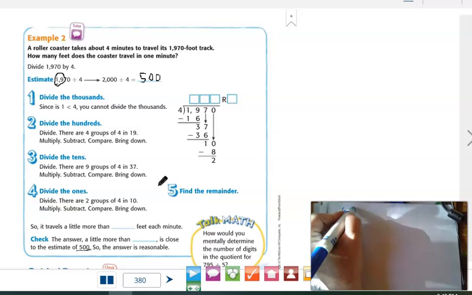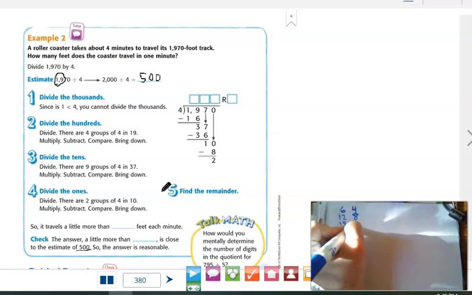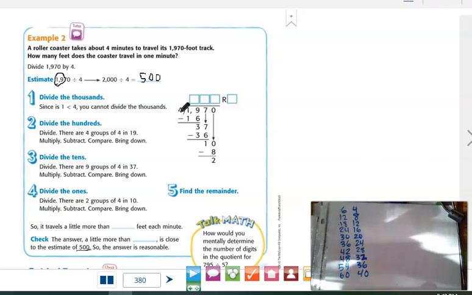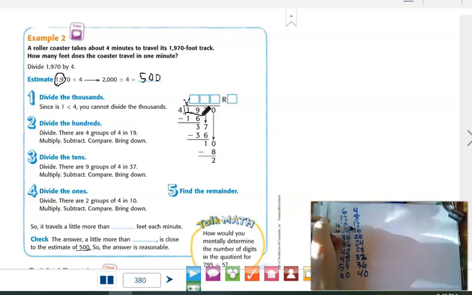Now I'm going to write my multiples of 4. 4, 8, 12, 16, 20, 24, 28, 32, 36, 40. Now I see that 4 does not go into 1, so that thousands place is going to have a 0 or an X. Now I'm looking at 4 into 19, and looking down my number row, 20 is too big, so I'm going to go back up to 16, which is what's written here, and that is 1, 2, 3, 4 jumps down, so that's going to be a 4 in the hundreds place of my quotient.